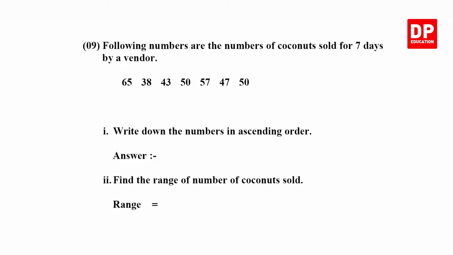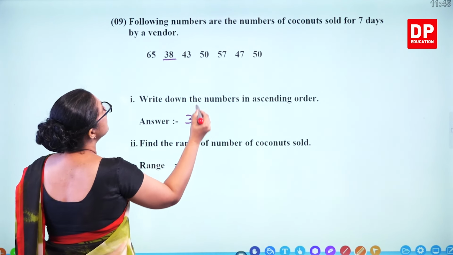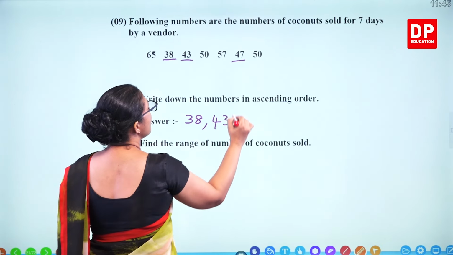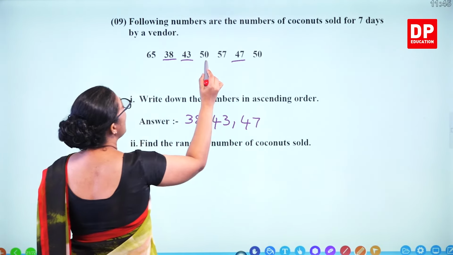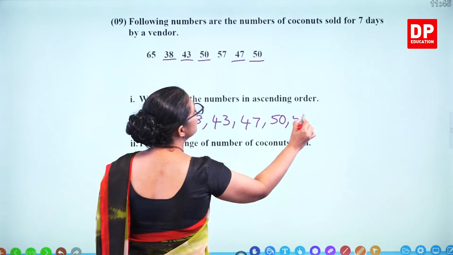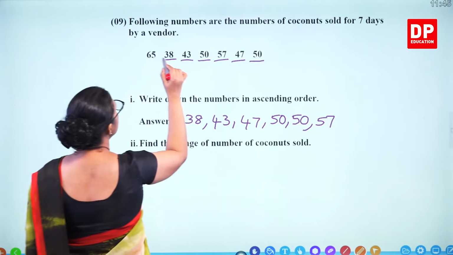Following numbers are the numbers of coconuts sold for 7 days by a vendor. Write down the numbers in ascending order. What's the lowest? 38. Then you get 43, 47 and 50 twice, 57 and 65.